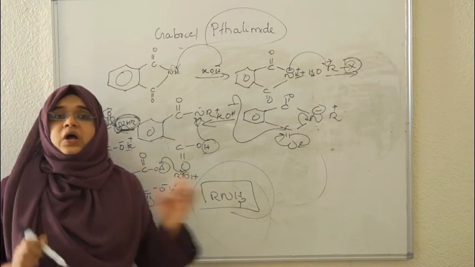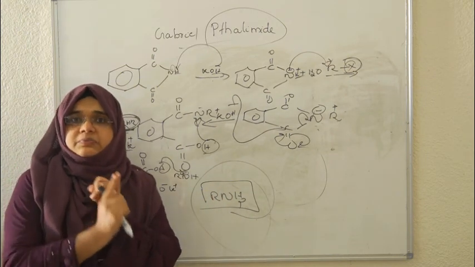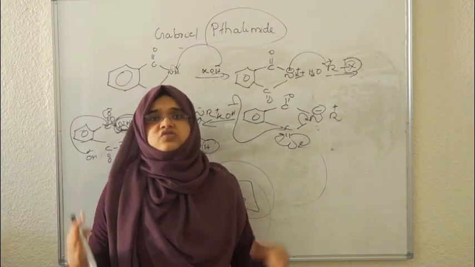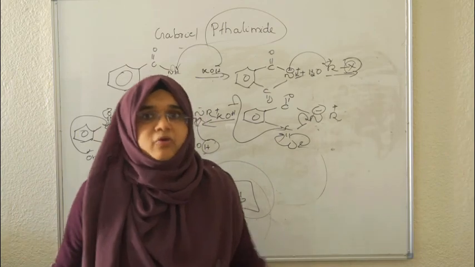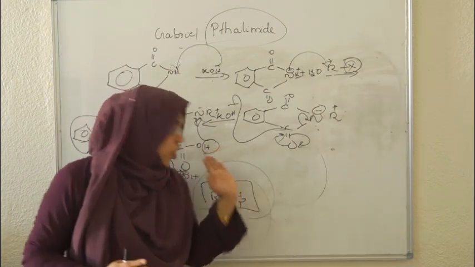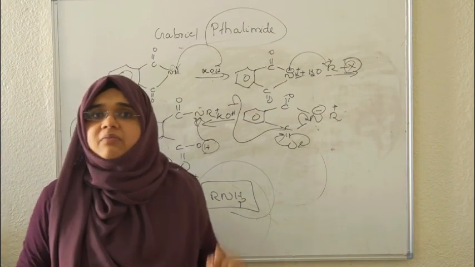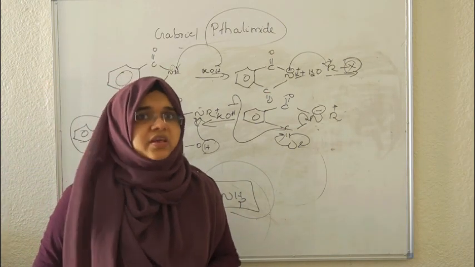Okay, we cannot get aryl amines by this Gabriel phthalimide synthesis, and we cannot synthesize secondary, tertiary amines or quaternary ammonium with this method. Only primary amines are formed by Gabriel phthalimide synthesis. Okay, it's very important.